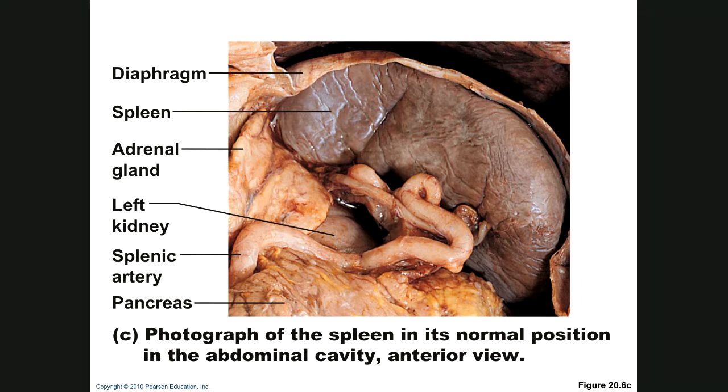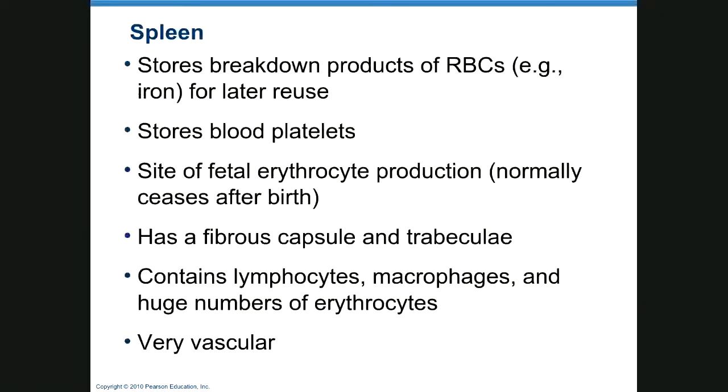Okay, what the spleen does: it stores the breakdown products of red blood cells, such as the iron, for later use. It stores platelets in case you need some platelets later. This is where the fetus produces erythrocytes. It does have a fibrous capsule, has lymphocytes, macrophages, lots of erythrocytes. It is extremely vascular.